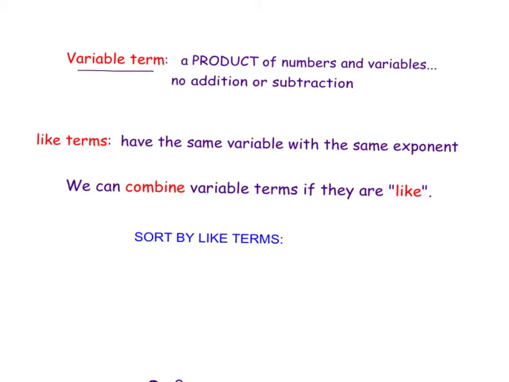A variable term is a product of numbers and variables. There cannot be any addition or subtraction signs involved. So for example, x is a variable term. 3x is a variable term. 4x squared y is a variable term, because they're products of numbers and variables with no addition or subtraction.